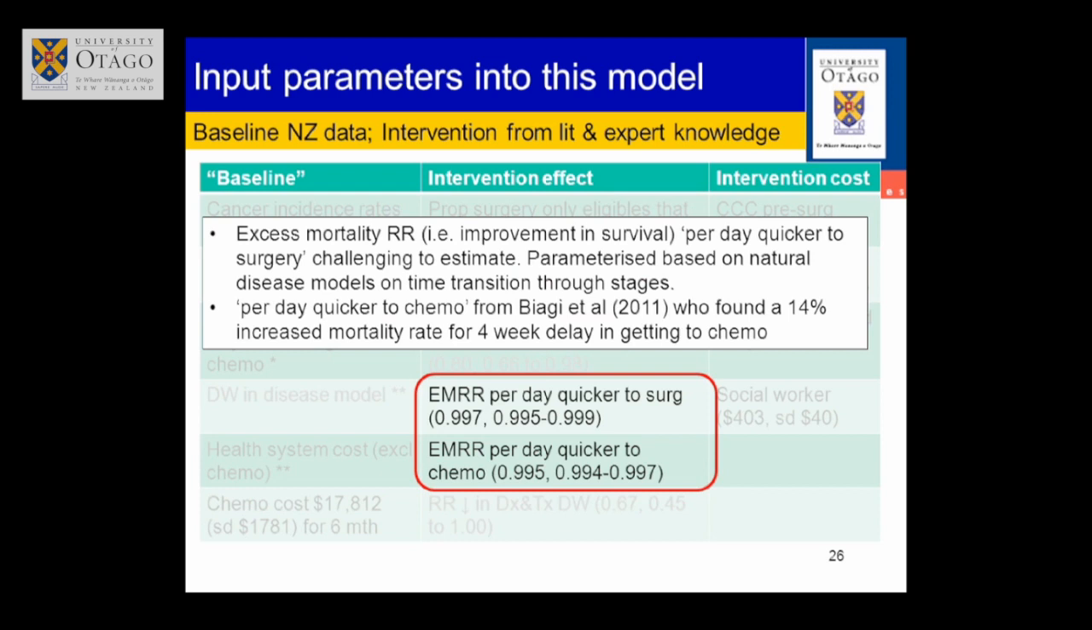Per day quicker to chemotherapy, there's actually quite a nice little paper by people, I don't know whether it's a he or she, Biagi and colleagues in 2011, who found a 14% increased mortality rate for a 4-week delay in getting to chemo. So we just reparameterised that as a relative risk reduction per day quicker to chemo, which is a slightly bigger effect than per day quicker to surgery.